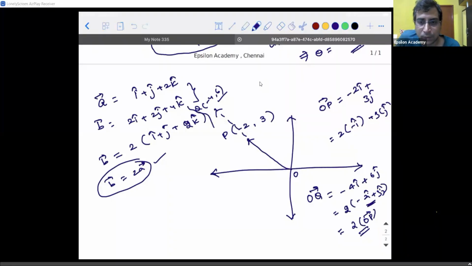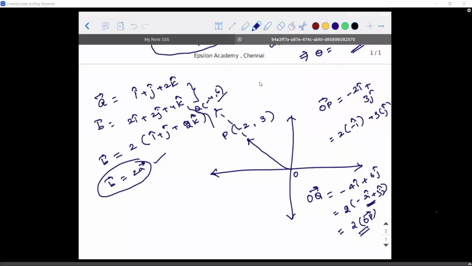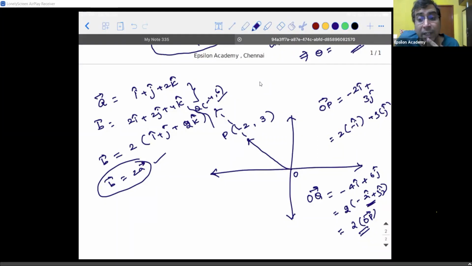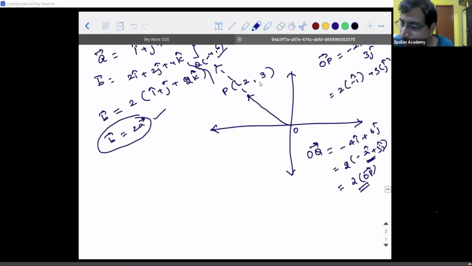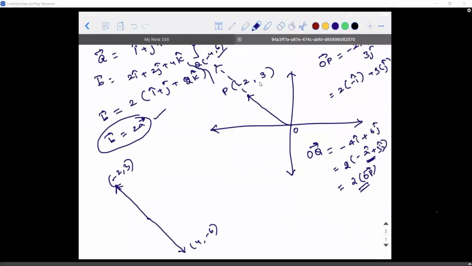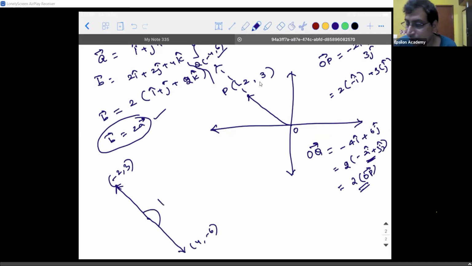So did that minus sign affect? You're able to understand, huh? Tell me, please. So even (4, -6) will be parallel to (-2, 3)? No, (4, -6) will be anti-parallel. Because see, (-2, 3) is in this direction now. (4, -6) will be in which quadrant? Fourth quadrant. Then what is the angle between them? 180. Now you're able to understand.